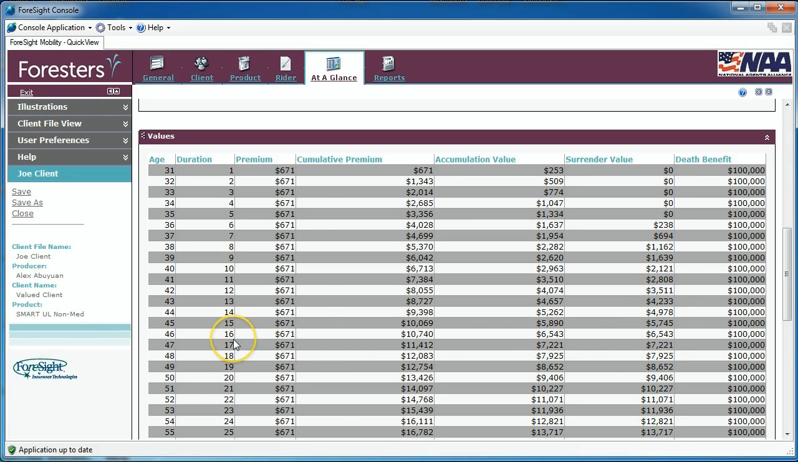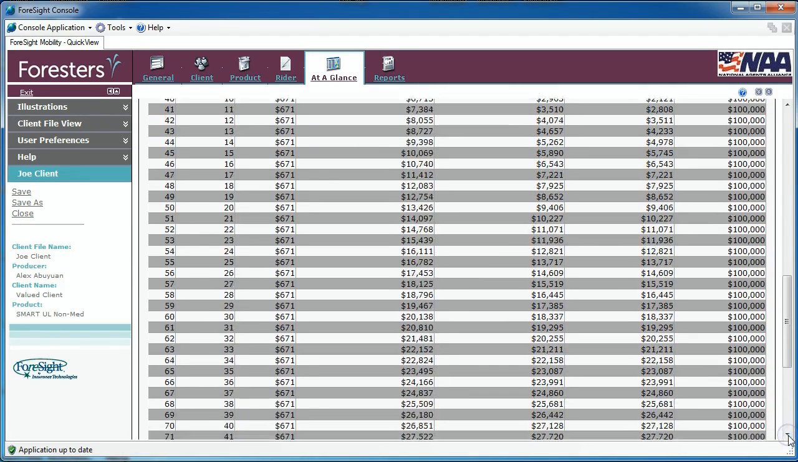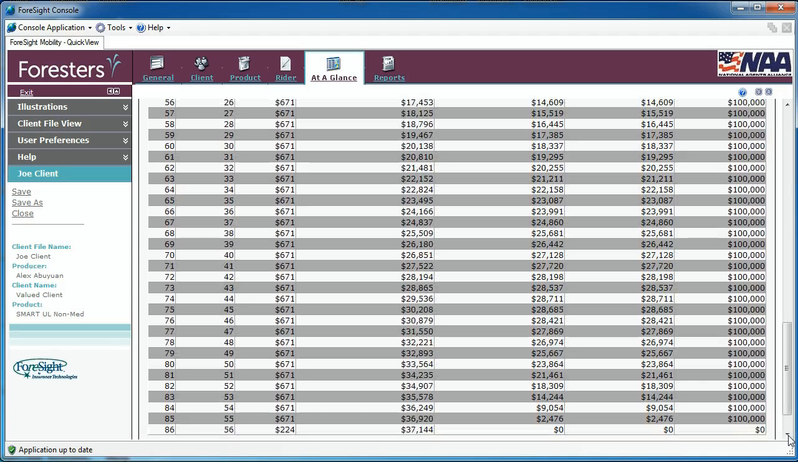So at year 16, if he decides to cancel his policy, he can cash out and get that $6,543. All right, and you can see that he paid $10,000 in premium. So if he got $65.43 back, he wouldn't have to pay taxes on it. Okay, so you can see the death benefit is $100,000. Let's keep going to where he's older.